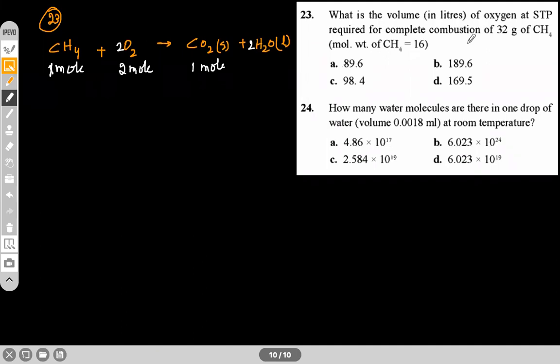Okay. You see 32 gram of CH4 is given. It means the given number of moles is what? 2 moles. 16 gram is what? 1 mole. So 32 gram is 2 mole. It is given in the question. So 2 moles should combine with 4 moles of O2 and gives 2 moles of CO2.